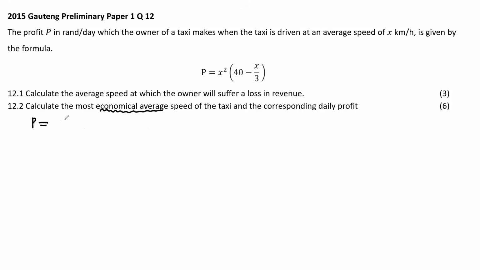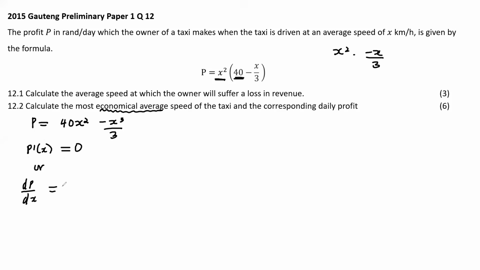Profit, I'm opening the brackets, 40x squared. So x squared times 40 there. Then you got x squared times negative x over 3, which ends up as negative x cubed over 3. That's basically the profit. And then now we're saying if it's economical, then it means the derivative of p with respect to x is 0. Or I could have said dp over dx should be 0 at the most economical.